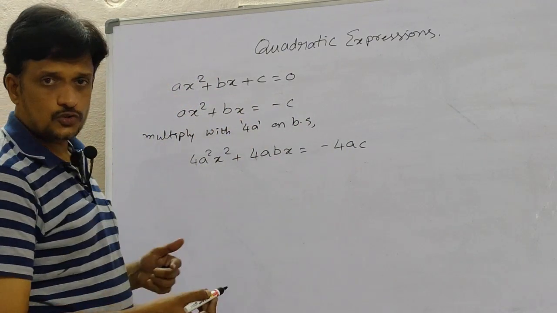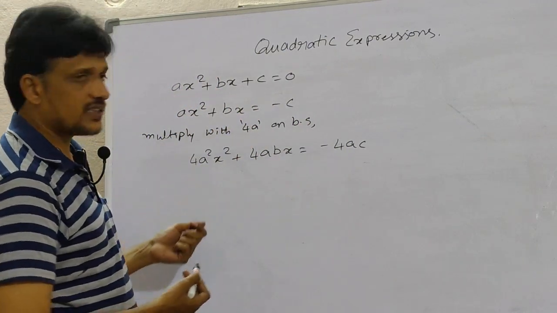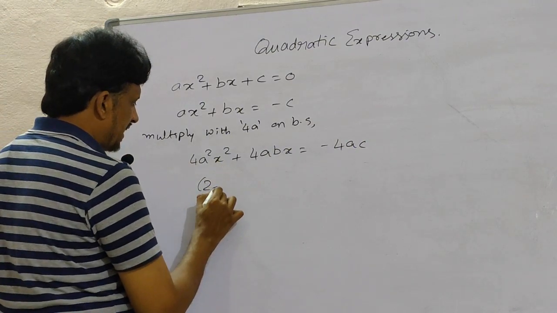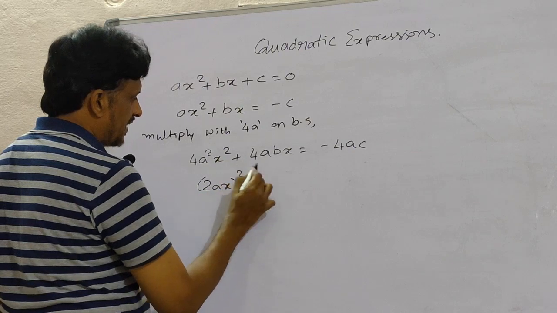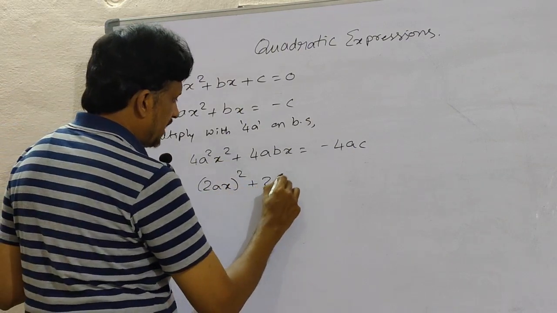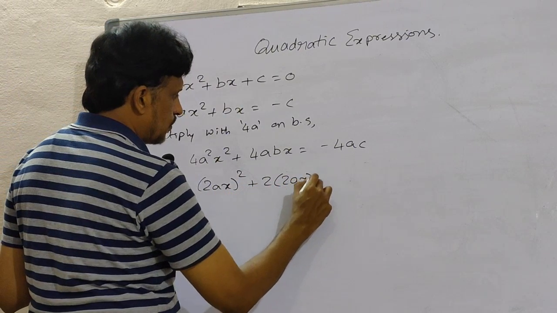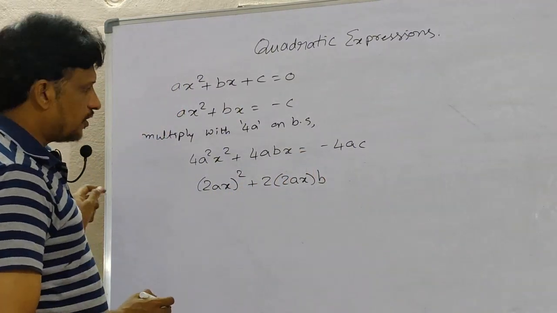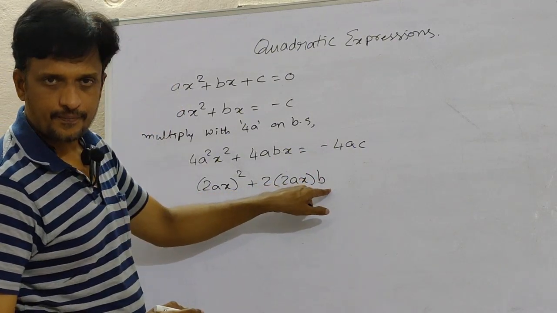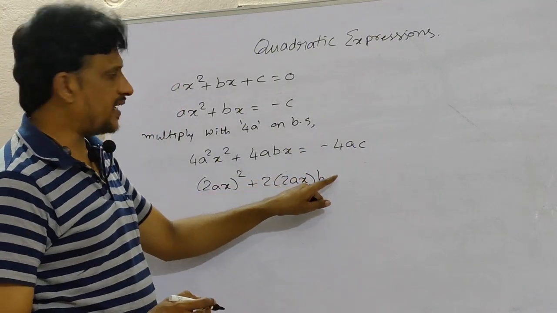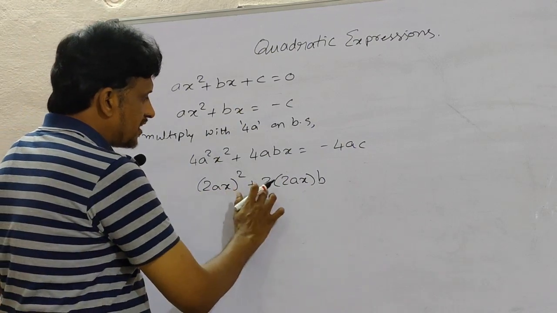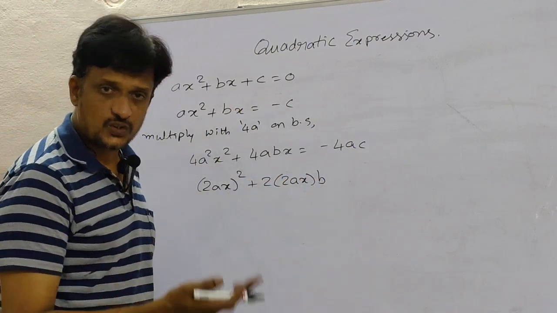And now what is the use of multiplying with 4a? So here you can observe one thing. 4a square x square means you can write (2ax) whole square because 2 square is 4. And this is 2 into 2ax into b, you are left with b. So this is in the form of a square plus 2ab, where b is b only, but in the place of a we have 2ax here. Okay, a square plus 2ab form is there, plus b square is not there.